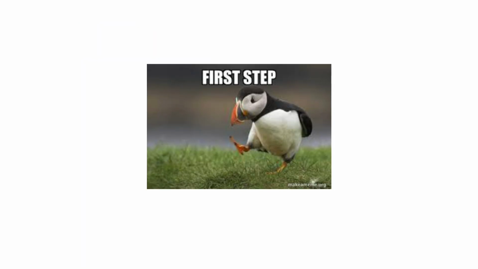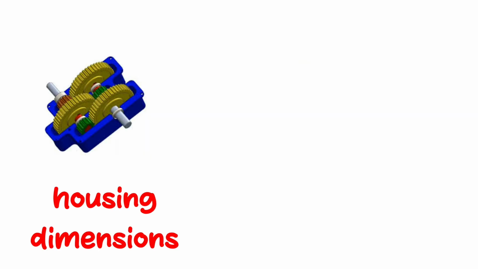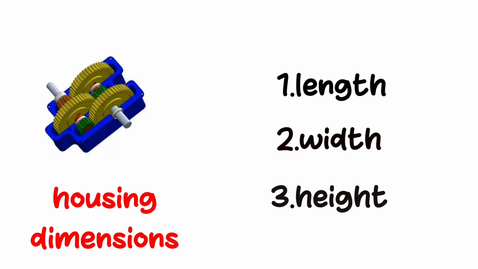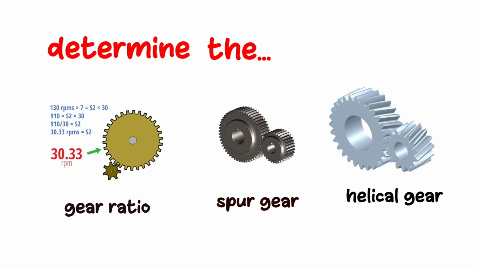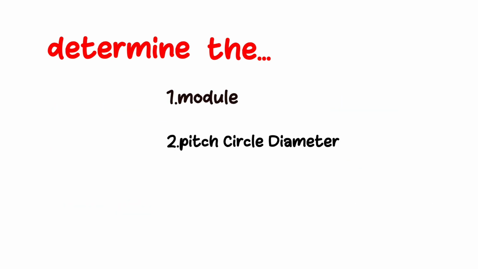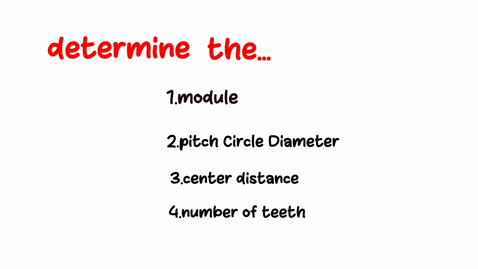The first step was deciding the gearbox housing dimensions, the length, width, and height. Once those were fixed, I had to determine the gear ratio, select the appropriate gear type, whether it was a spur gear or a helical gear, and then calculate the correct module, pitch circle diameter, center distance, and the number of teeth for each gear. Each calculation depends on the previous one, so the entire process takes time.